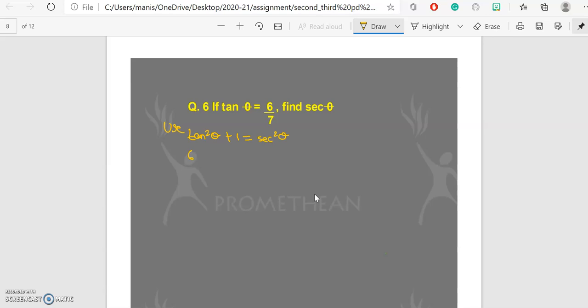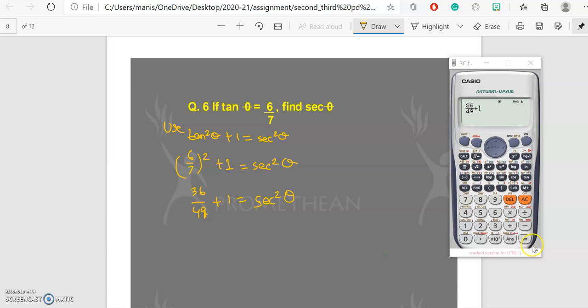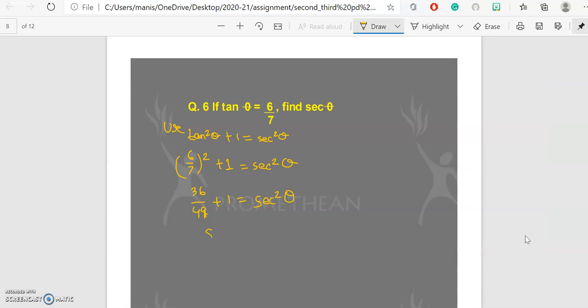So let's substitute the values. 6 over 7 whole square plus 1 is equal to secant square theta. This will give you 36 over 49 plus 1 is equal to secant square theta. After this, you can add this using a calculator, so you will get your answer. On typing this part in my calculator, I was able to get 85 over 49. So I have my answer as 85 over 49, but this is equal to secant square theta.